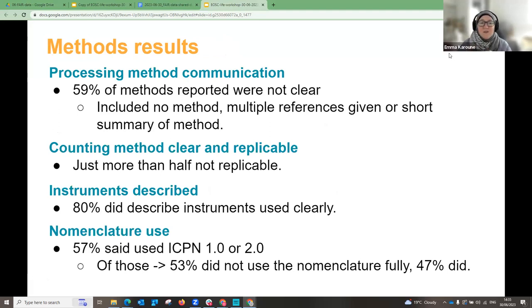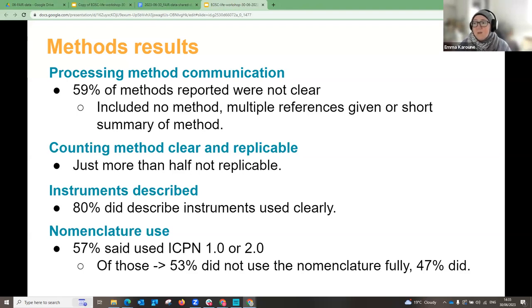And then we looked at the method, so how people were communicating how they collected their data. And obviously this is really important to understand the data set. So we did find that a lot of the methods that were reported in articles weren't very clear. So some articles did actually not include any method at all. We had quite a lot that included multiple references to methods. And actually it was quite unclear for us to understand how they actually collected the data. Because if you're referencing several different methods of extracting phytoliths from sediments, nobody would be able to then reproduce that if they were trying to reproduce that method themselves.